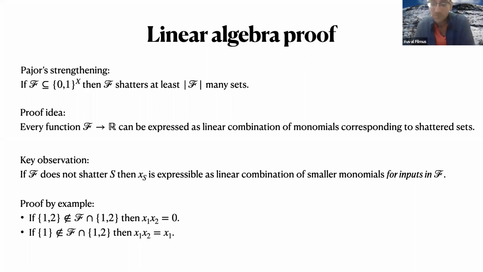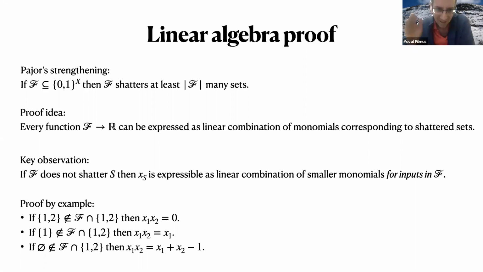Now suppose that the reason this family doesn't shatter {1, 2} is that the intersection of no set in my family with {1, 2} is equal to exactly {1}. In this case, I know that if my set contains 1, it also contains 2. So I can replace x1 x2 by x1. And the most complicated case is if no set in my family is disjoint from {1, 2}, and then we have this formula here that you can check. I can express x1 x2 as x1 plus x2 minus 1.